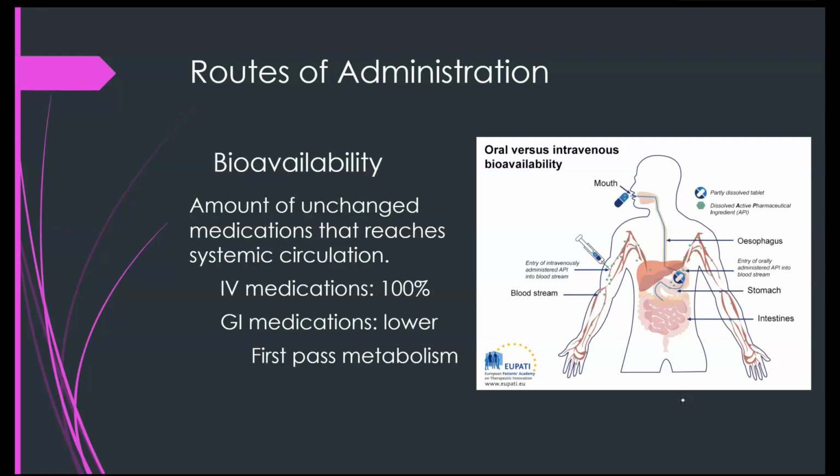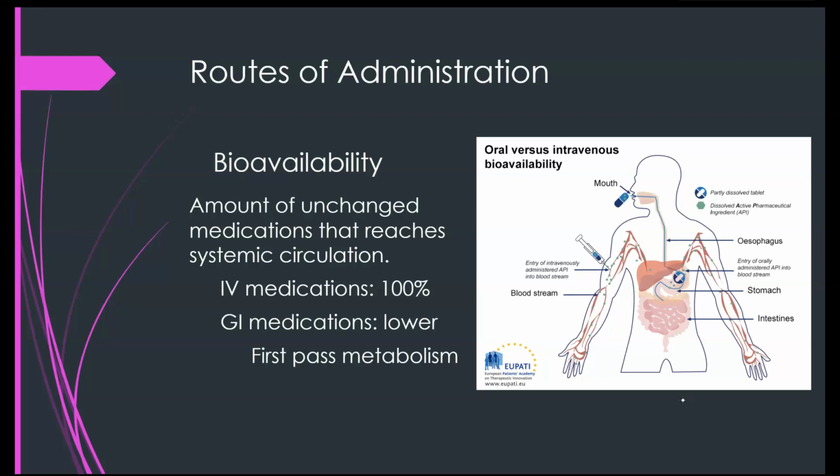So we talked about first pass metabolism a number of times already, right? Many medications that you take orally are not as bioavailable as an IV medication, right? If you give anything through the IV, it's going to be 100% available right away. This is why the onset of IV medications is so quick.